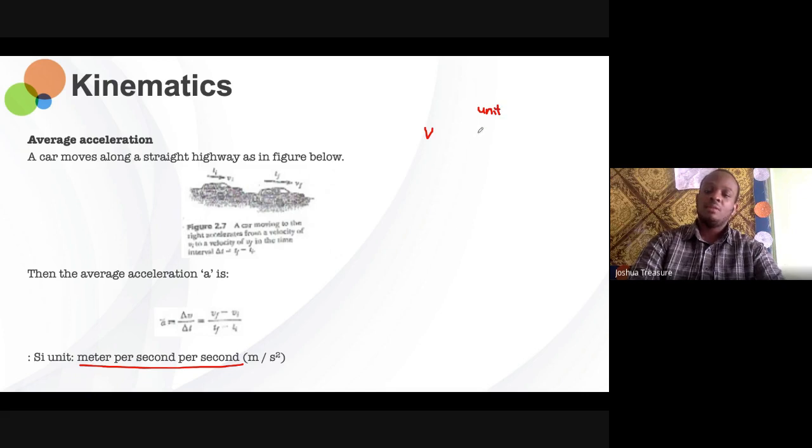Unit meters per second. But for acceleration, we added one more change in time. So therefore, it is meters per second, and another second would be down here. So therefore, it would be equal to meters per second squared.